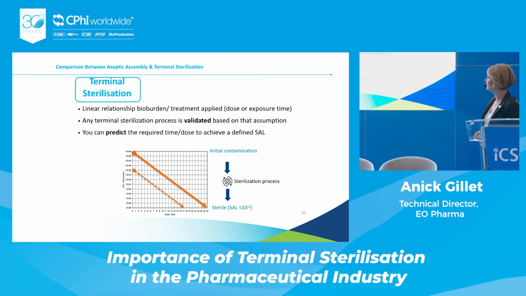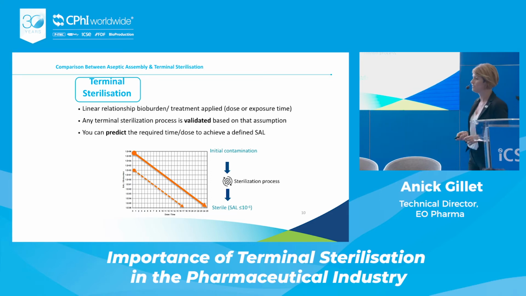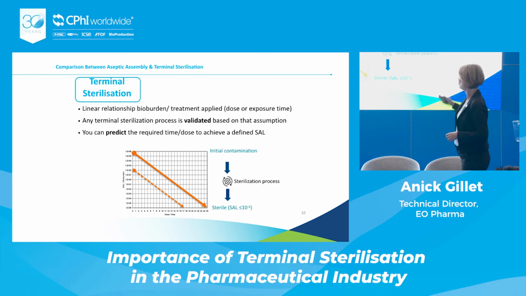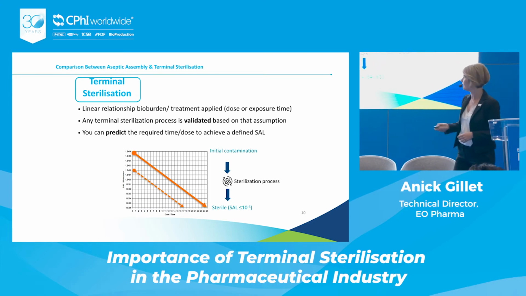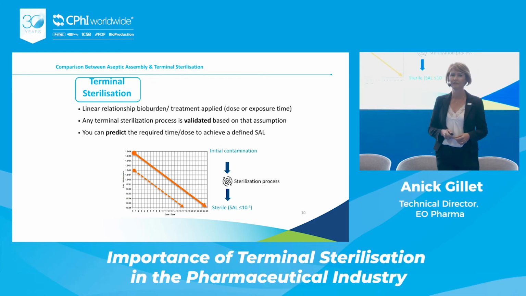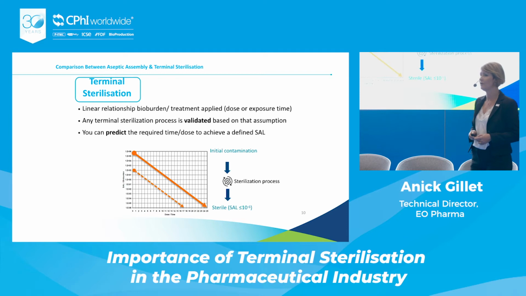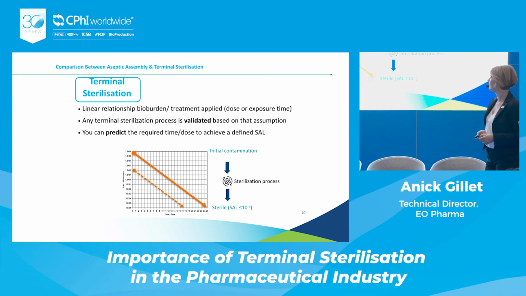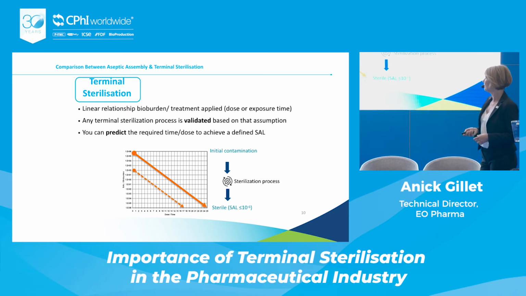Here I illustrated with this curve. You start with a population of 1 million if you are using a biological indicator. You do your sterilization process, and you can predefine how many doses or how much time you need to achieve the sterility assurance level of 10 to the -6. So that's clear, that's theory, and that's really well known.